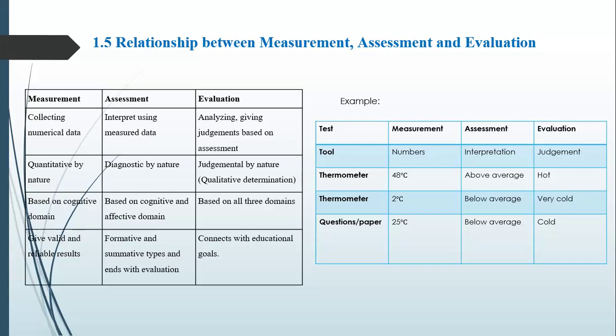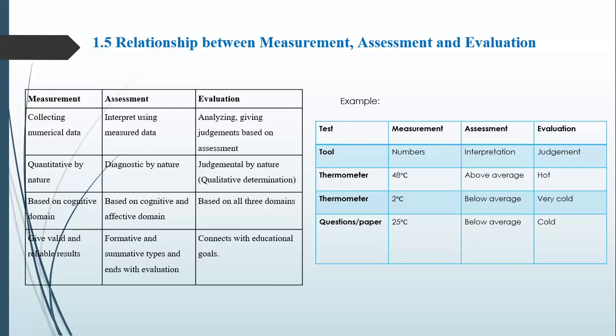So as an example, assume our test tool is a thermometer. There we take a measurement, 48. So assume that room temperature is 35. So based on that 35, if our measurement is 48, we assess that 48 is above average level. So our evaluation is, oh, it is too hot, like that.